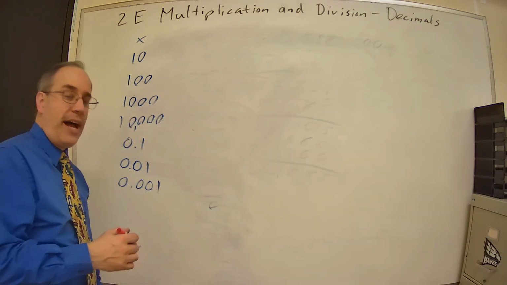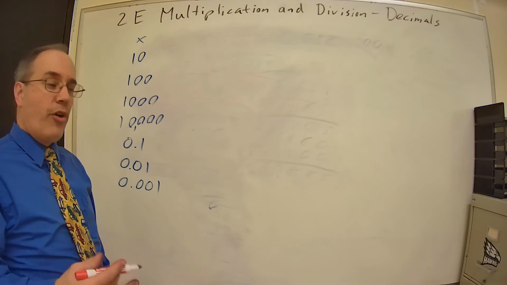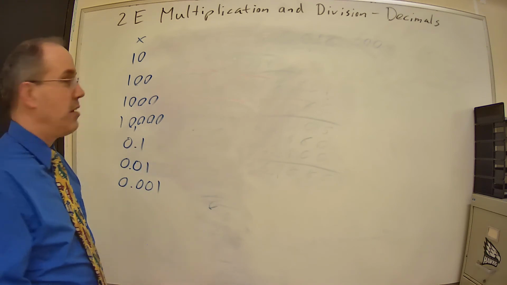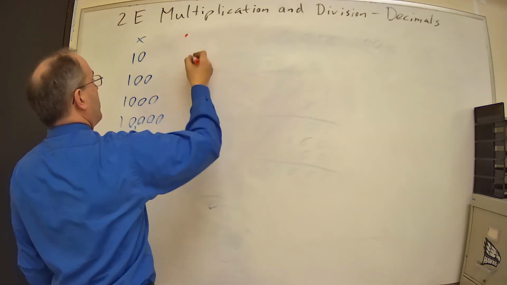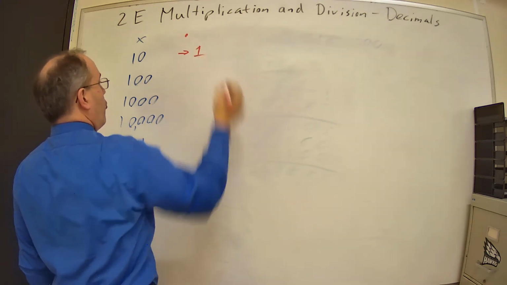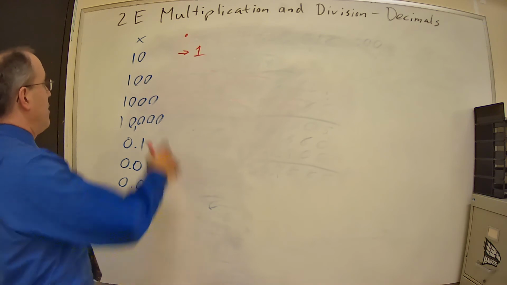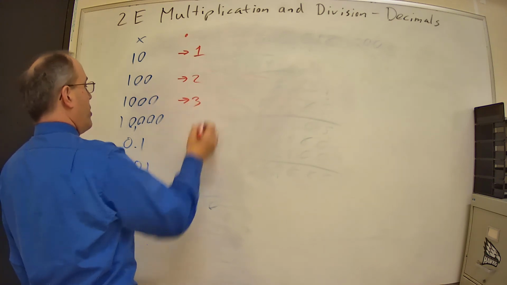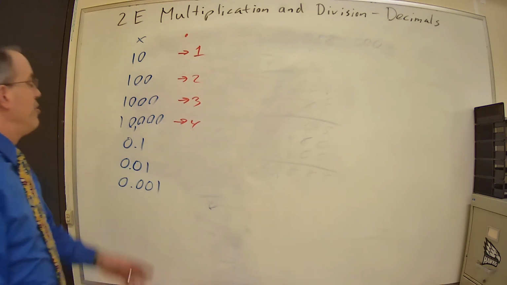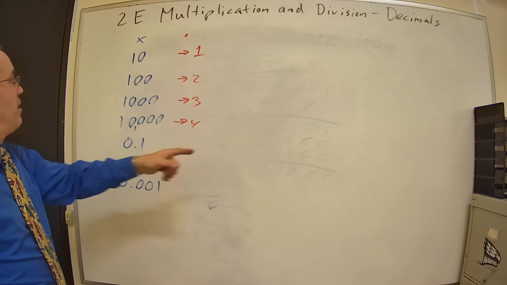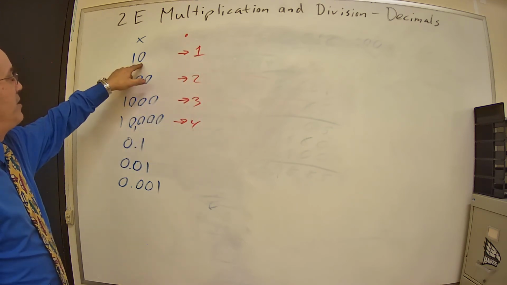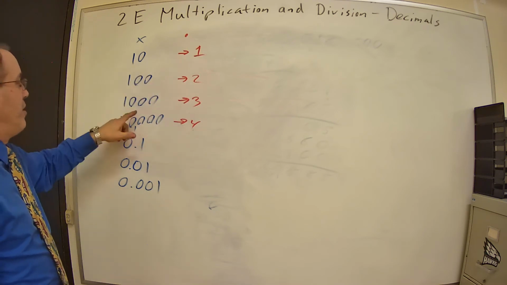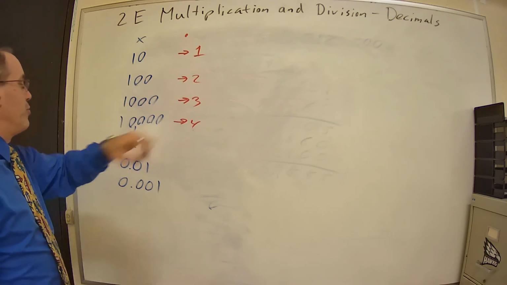If you multiply by 10, all you're going to do is move the decimal point one place to the right. Multiply by 100, the decimal point is going to move to the right 2 places. Move to the right 3 places. Move to the right 4 places. Notice the decimal point is going to move to the right by the same number of places as you have zeros. 1 zero moves to the right by 1. 2 zeros moves to the right by 2. 3 zeros moves to the right by 3. 4 zeros moves to the right by 4.